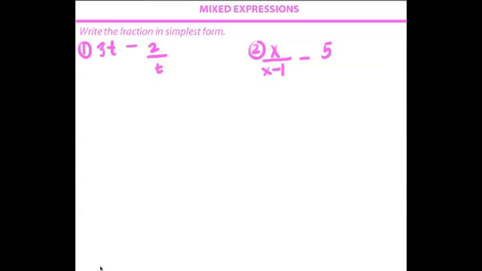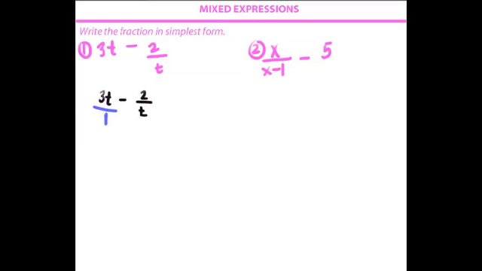So if you look at this first one here, I have a 3t minus 2 over t. So this 3t is still a whole number. This one is a fraction. The 2 over t is a fraction. So when that happens, what I would recommend is, let's rewrite the problem. But my recommendation would be to look for the whole number, and then to make it a fraction. Remember, to make anything a fraction, you just put it over 1, okay?